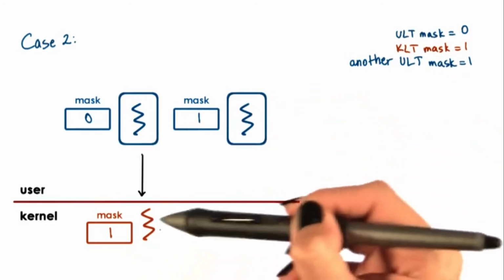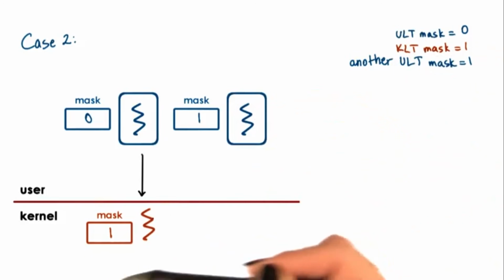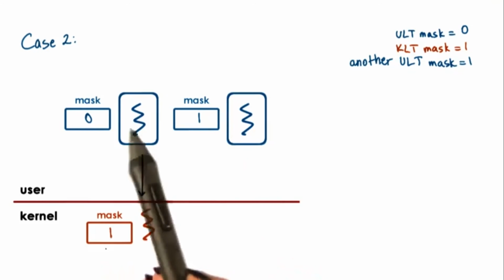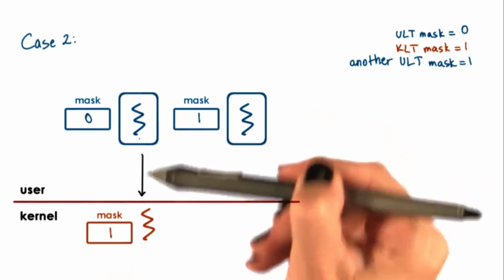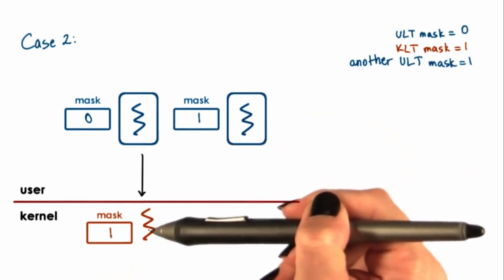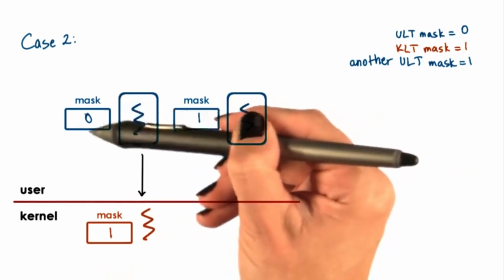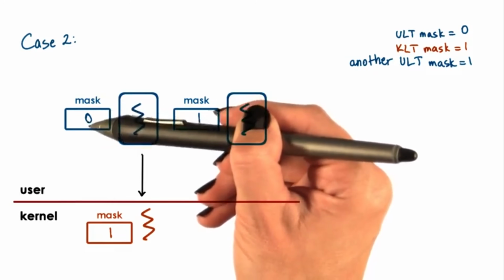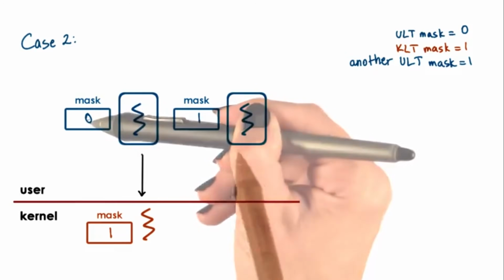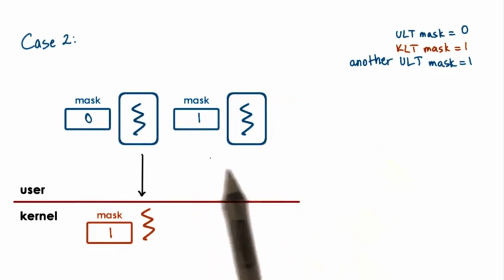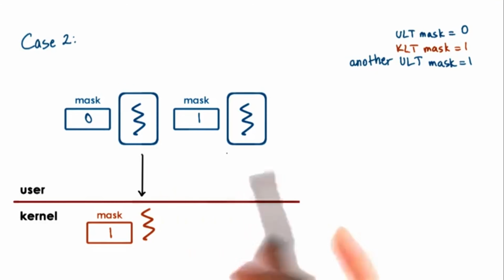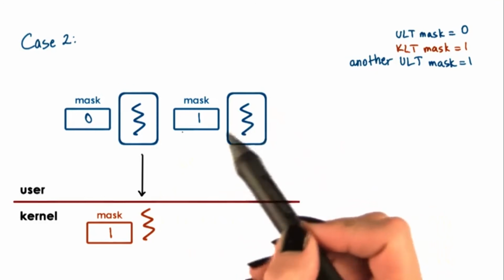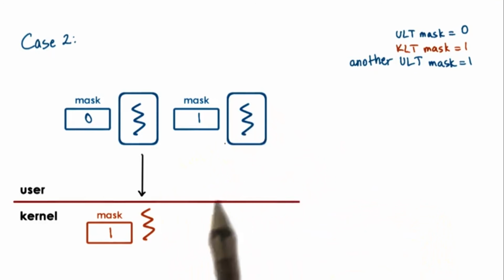Here, the kernel-level mask is 1, so the kernel thinks that the process overall can handle the signal. However, the user-level thread that's currently running on top of the kernel-level thread has the signal disabled, so its mask has the bit 0 in the appropriate place for the signal. But there is another user-level thread that's currently in the run queue, so it's not executing, it's runnable, but it's not executing at this particular point of time.